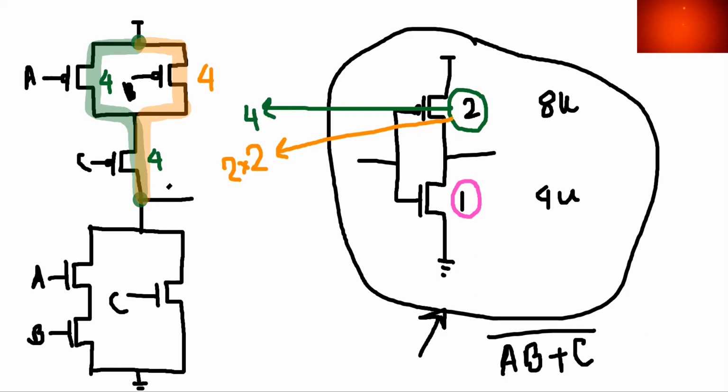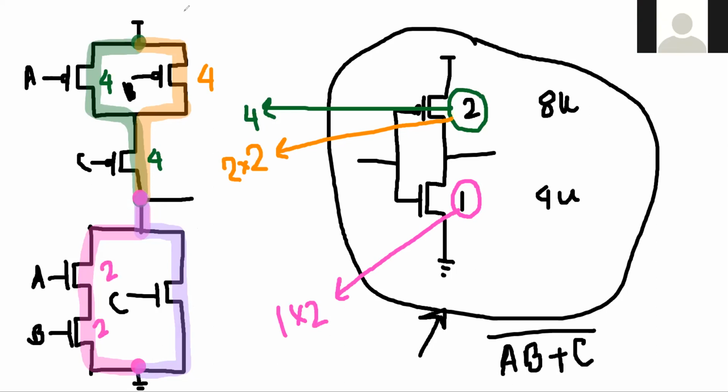Now come here. How many roads or paths do you have from this point to this point? AB, one road, right? Another one, another one, only C, right? So think about the pink one. How many MOSFETs do you have? 2. So your 1 will be multiplied by 2. So 1 into 2, 2. So this will be 2.